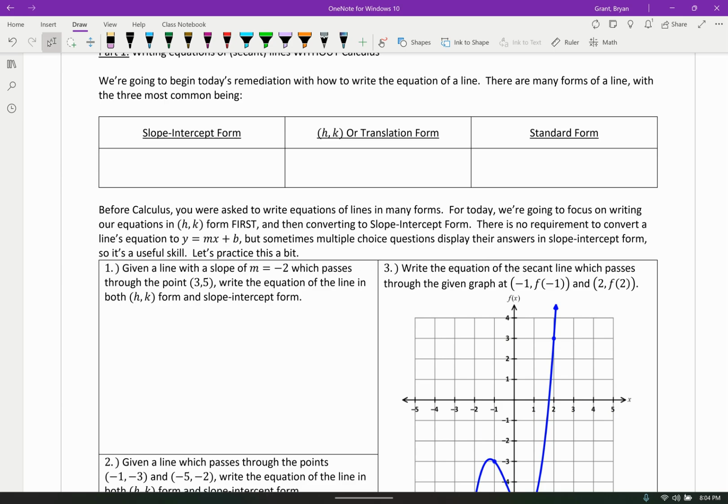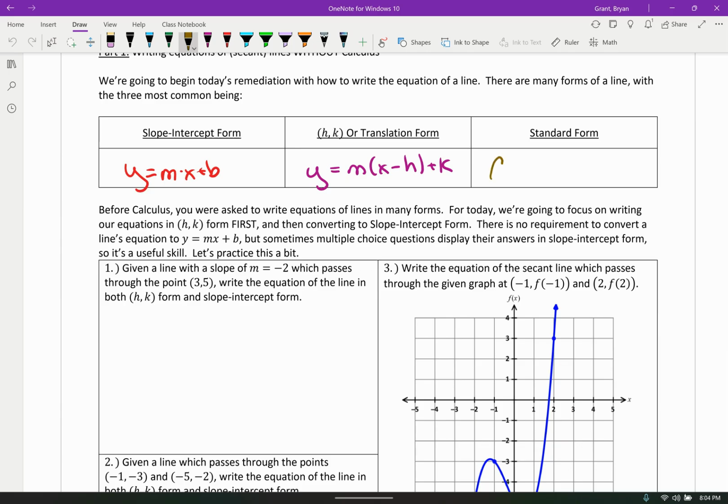Now, you've probably learned many equations of a line. Probably the 3 most common are slope-intercept form, which is y equals m times x plus b, your hk form, which is m parentheses x minus h plus k, and then standard form, which we don't do as much anymore, but it actually shows up a lot both in real-world problems and strangely in higher dimensional calculus.